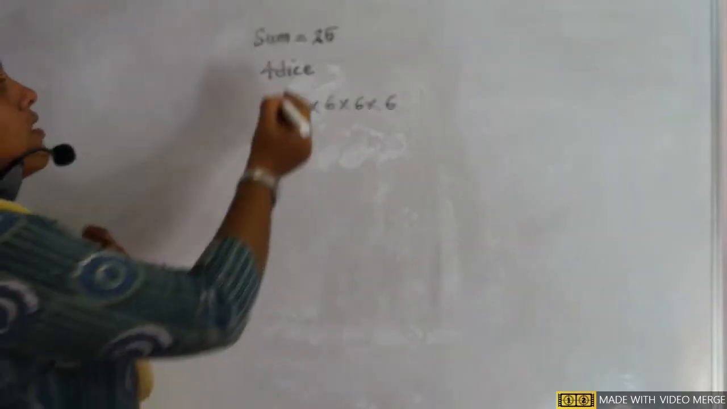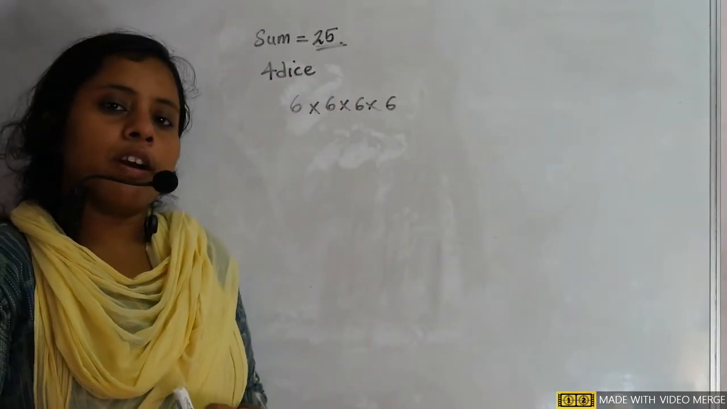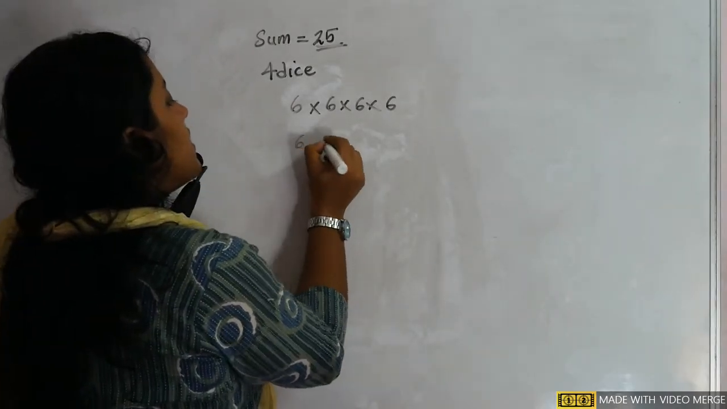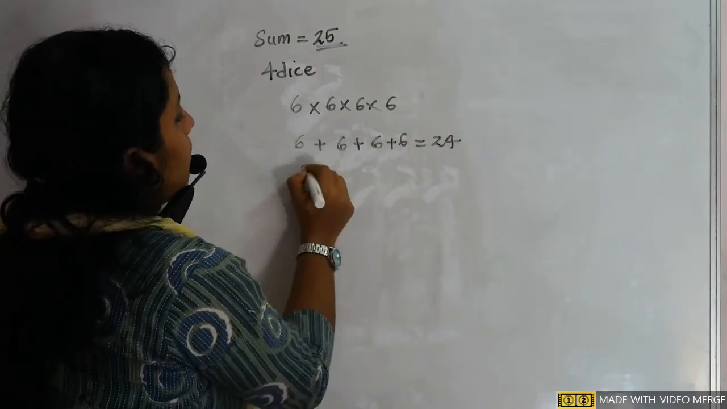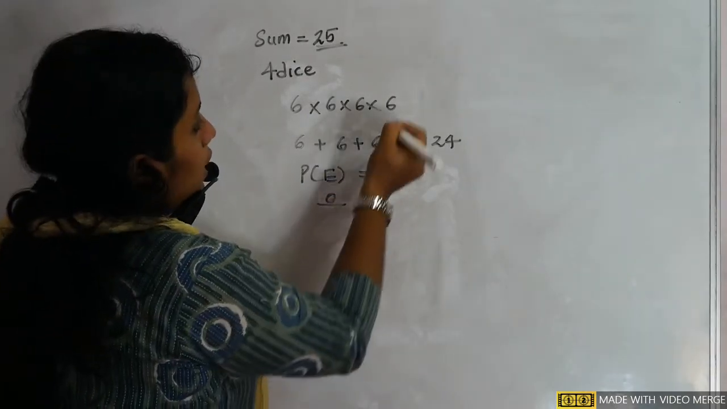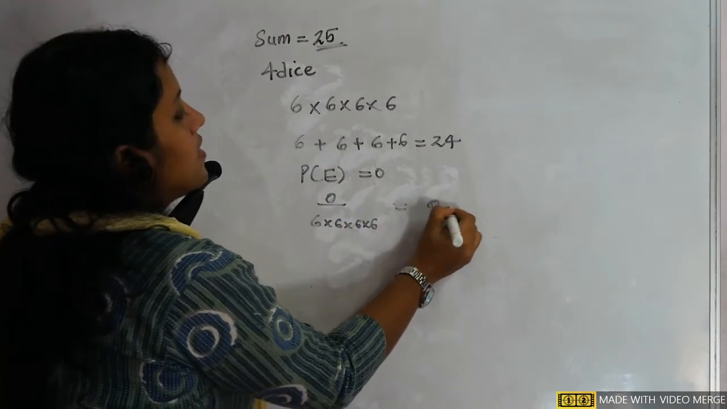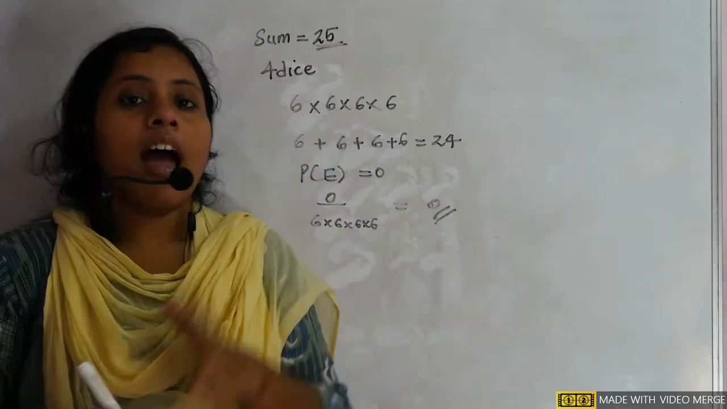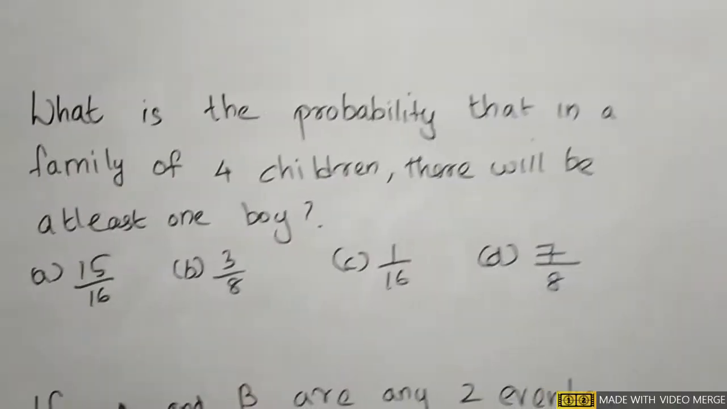Okay, now what is the sum required? 25. So tell students, can we get sum 25 when we are throwing 4 dice? No, because the maximum possibility is 6 plus 6 plus 6 plus 6, which is 24. So our P of E, the required probability, is 0. So 0 divided by the total number of outcomes, 6 into 6 into 6 into 6. So what is the answer? Answer is 0. Understood? The maximum possible sum is all having 6, so the maximum is 24. 25 is not possible.